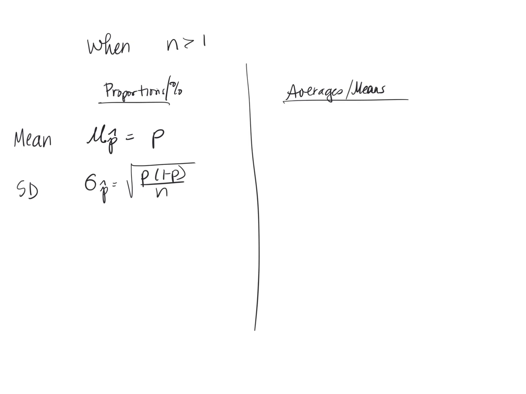Then you have to decide, is it normal? You have to prove it's normal. And the way we prove it's normal, if it's a percents question, is that large counts thing. That says n times p has to be greater than or equal to 5, and n times 1 minus p has to be greater than or equal to 5.